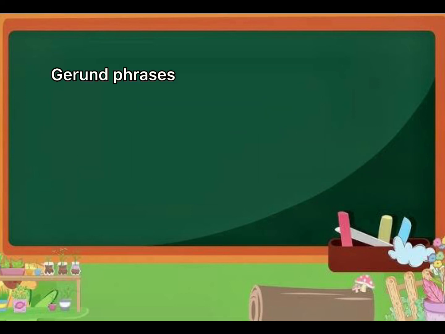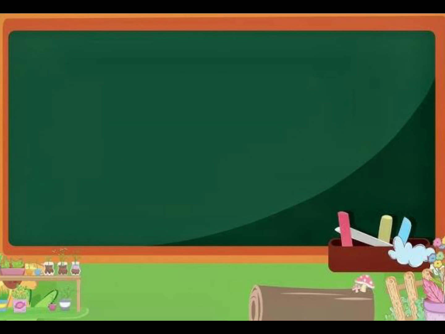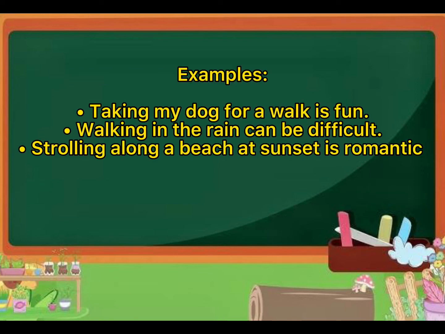Gerund phrases. A gerund phrase is a group of words that is introduced by a verb ending in ing. It is also called a noun phrase. Here are some examples. First, taking my dog for a walk is fun. Second, walking in the rain can be difficult. Third, strolling along a beach at sunset is romantic.